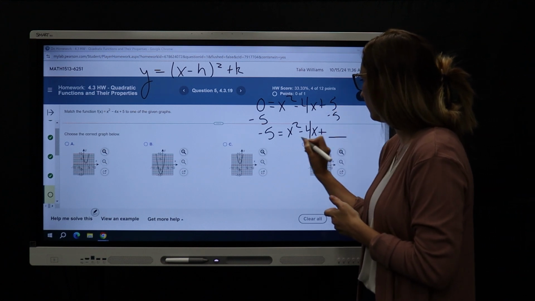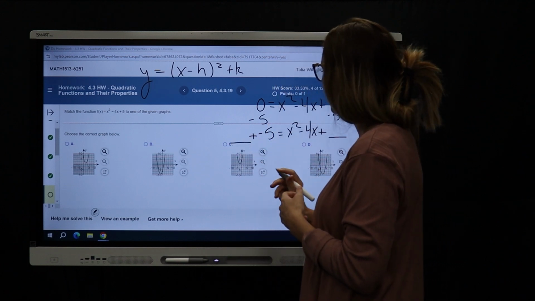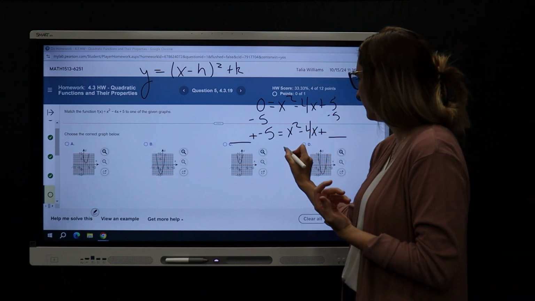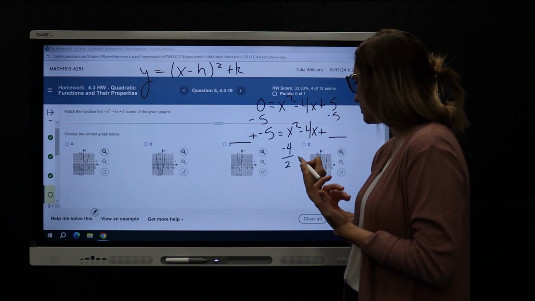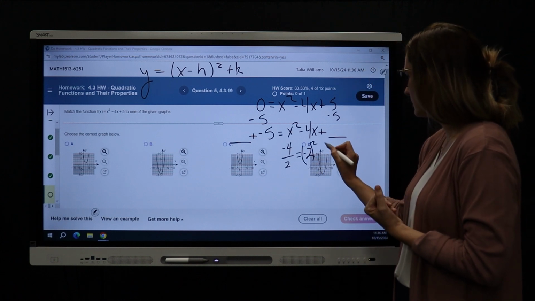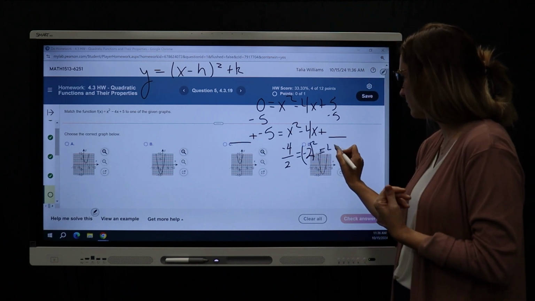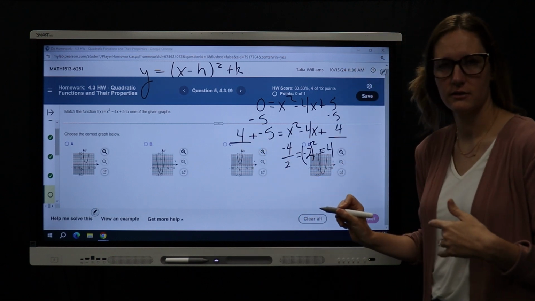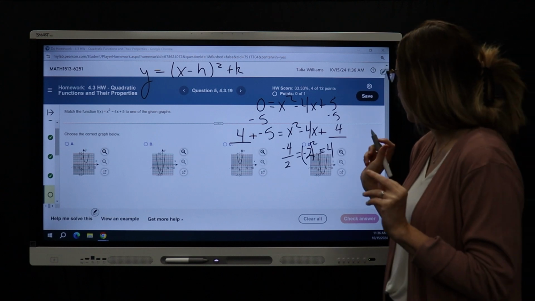Then we're going to add whatever completes our square to both sides. We're going to take our negative 4 here and divide by 2 to get negative 2. We square this, so negative 2 squared is positive 4. It's always going to be positive because if you square a negative, it's positive. If you square a positive, it's still positive.